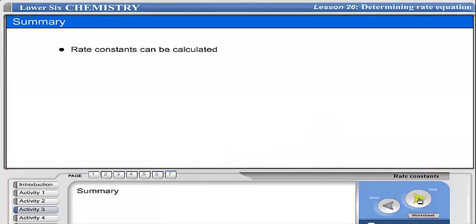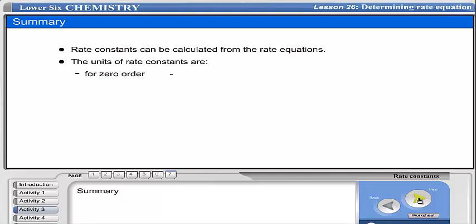Rate constants can be calculated from the rate equations. The units of rate constants are, for zero order, mole per decimeter cube per second. For first order, per second. For second order, decimeter cube per mole per second.